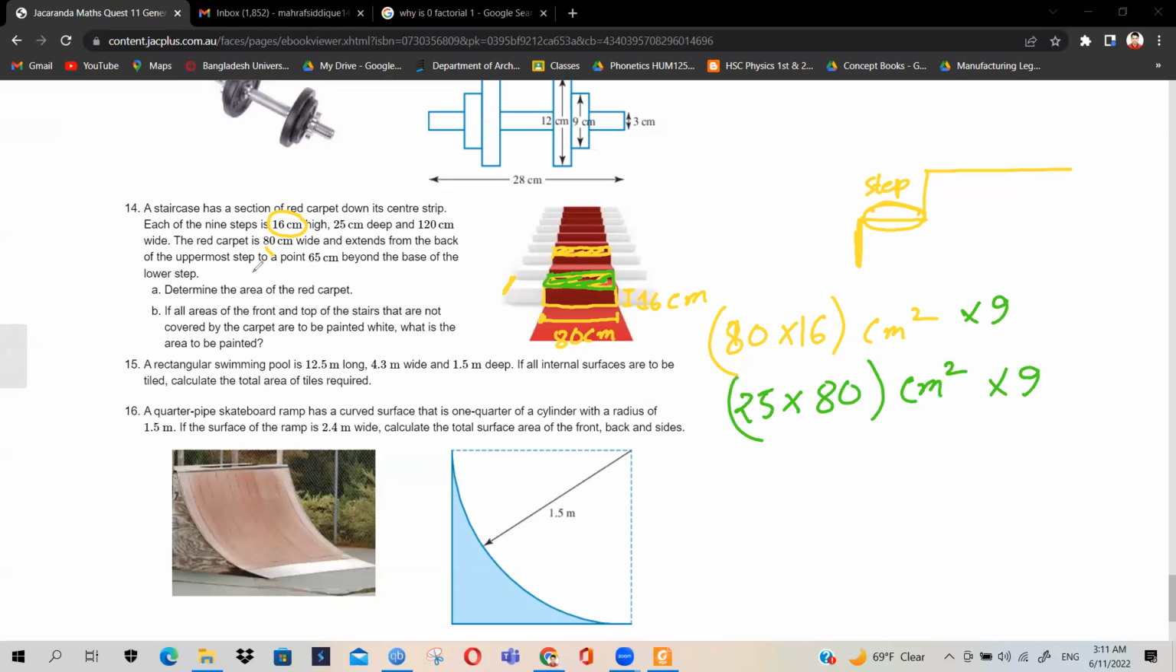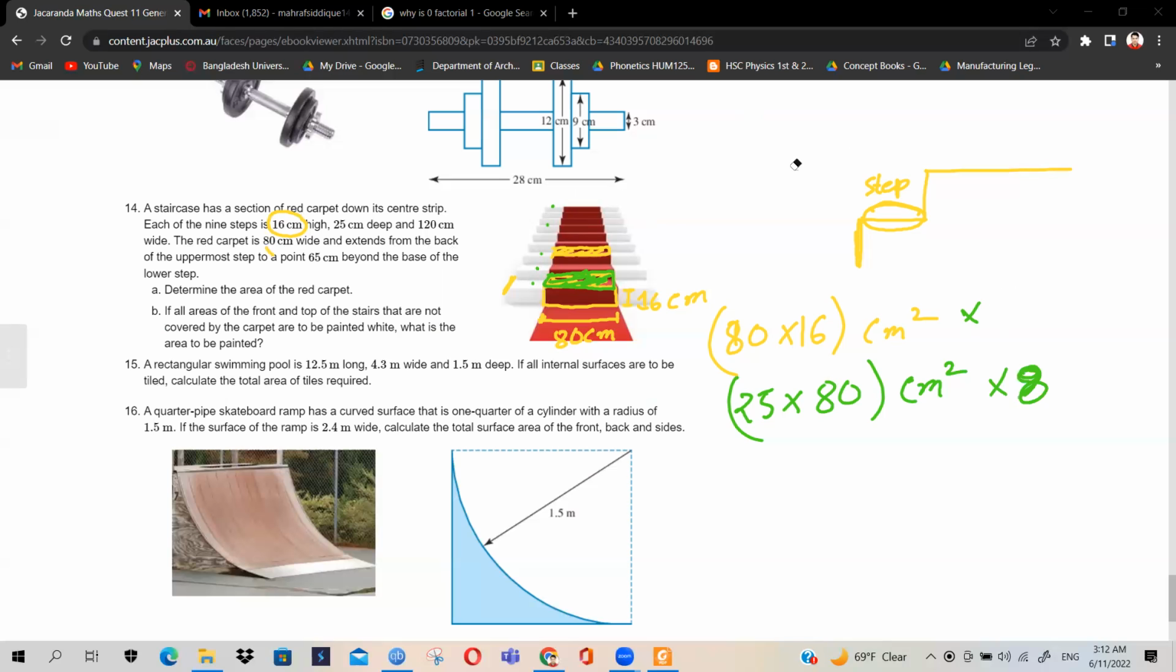So the last thing we need to do is that the red carpet is 80 centimeter wide and extends from the back of the uppermost step. Back of the uppermost step. So should the uppermost step be counted? 1, 2, 3, 4, 5, 6, 7, 8, 9? No. So the uppermost step, like this green portion, won't be counted. So for green, we have to multiply by 8. Understanding my point? Yes. But for risers, all of the 9 stairs would be counted, multiply by 9. Okay, so far so good.